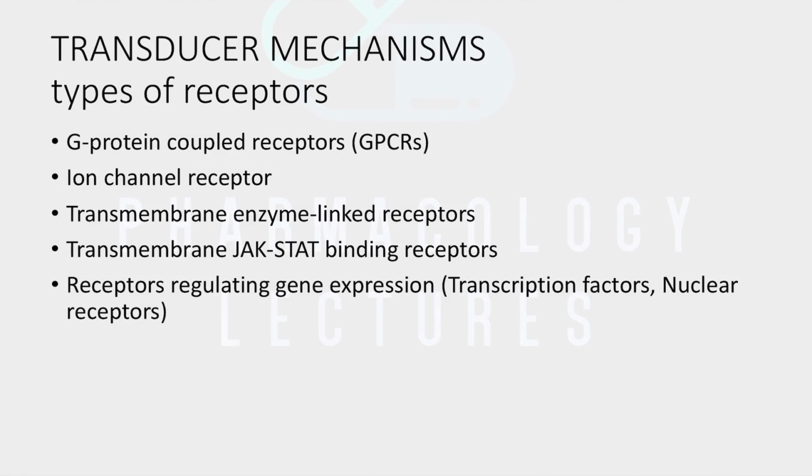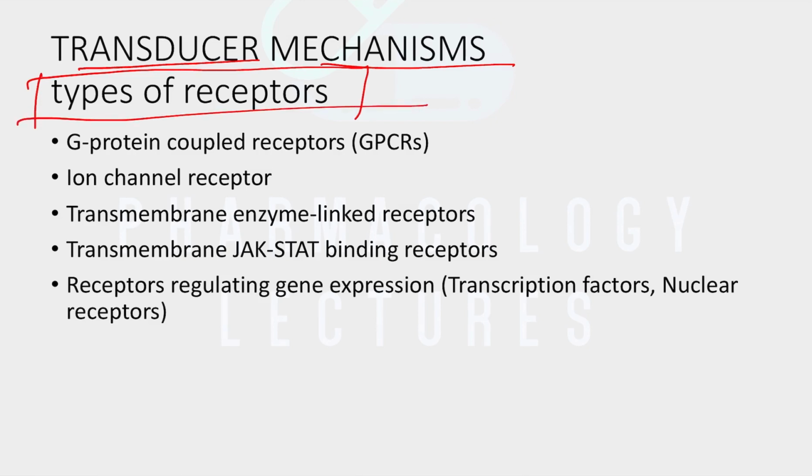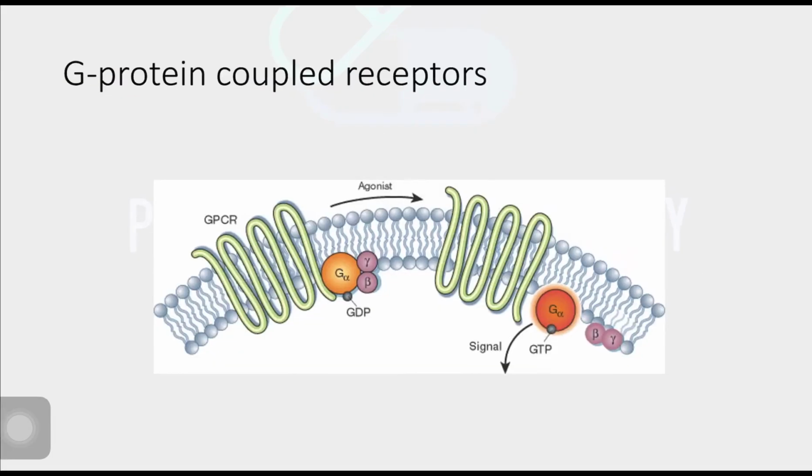The most important way of classifying receptors is the mechanism by which they act, and that is called the transducer mechanism. So, different mechanisms by which the receptor works. On that basis, the receptors are classified basically into four types. One, G protein coupled receptors. Second, ion channel receptors. Third, transmembrane receptors, and fourth, intracellular receptors.